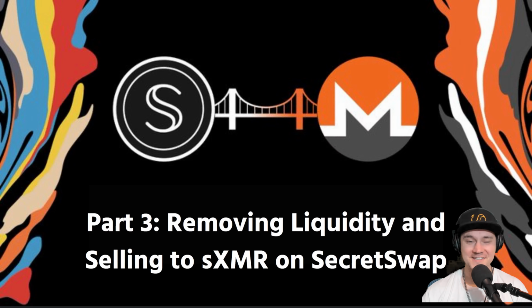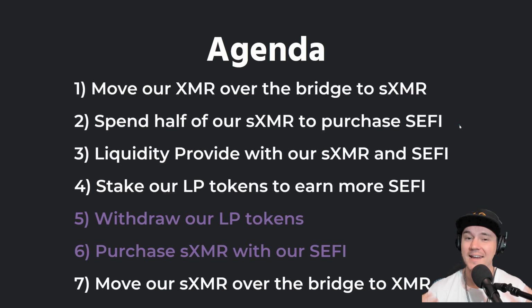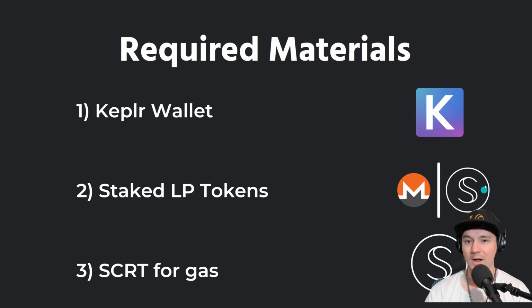Welcome to part 3 of the Secret Code Podcast's 4-part tutorial series on the Secret Monero Bridge. Part 1 was bringing the Monero across the bridge and getting Secret Monero. Part 2 was purchasing CeFi and liquidity providing with it. And now we are going to take out those LP tokens from the earn contract, take out our liquidity from the pool, and then purchase back our SXMR with our CeFi to get ready for part 4, where we go back across that bridge and put Monero back on our GUI wallet.